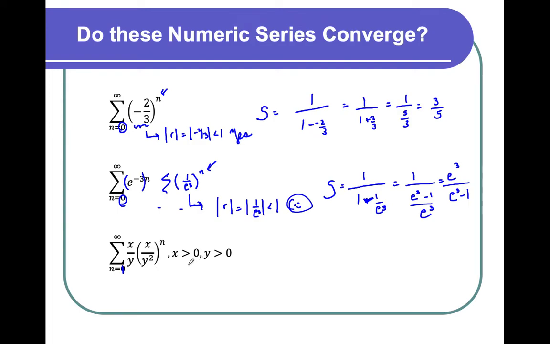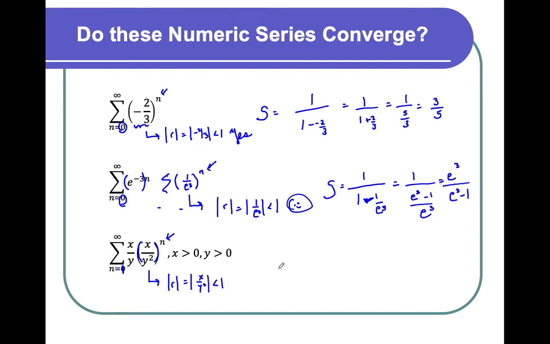Okay, so what is this telling me? Firstly, I have to see that this does look geometric. I have a ratio raised to the n power. And what do I need? Just like these other ones, I need my common ratio to be less than 1.